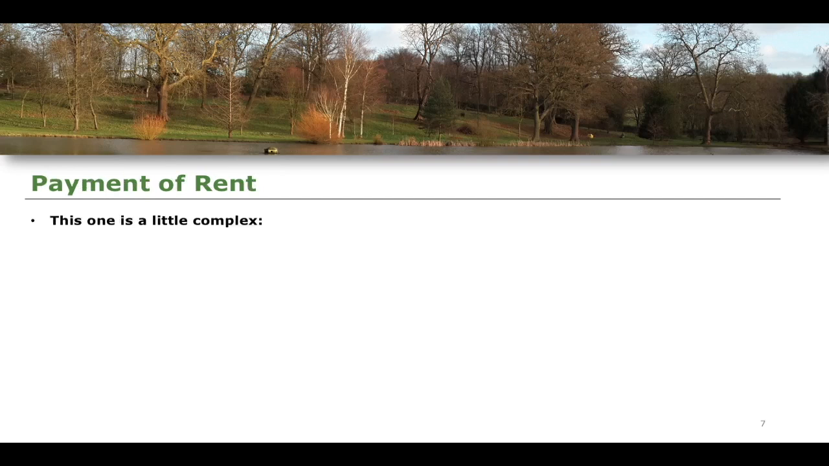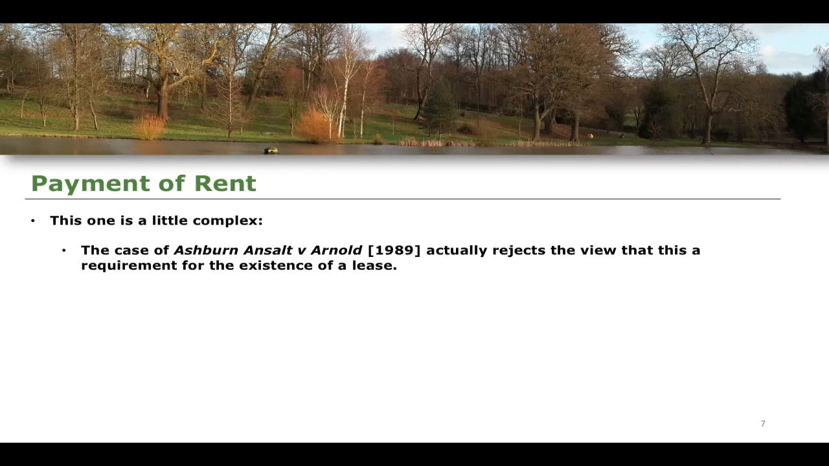This is how we get these different types of exclusions. So the payment of rent, the third requirement in the Street and Mountford list, is a little bit more complex. The case of Ashburn and Salt versus Arnold from 1989 actually rejected the view that this is a requirement for the existence of a lease. Exclusive occupation and certainty of term are necessary, though there are differences across the different kinds of leasehold agreements related to certainty of term. The payment of rent is a little bit more flexible. Ashburn and Salt and Arnold made that very clear.